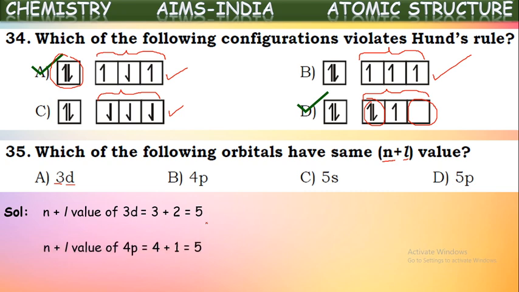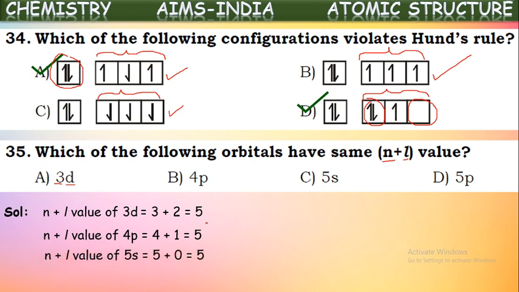What about 4p? The n plus L value of 4p is 4 plus 1, 5. And for 5s, 5 plus 0, 5. And for 5p, it is 6. So which have the same n plus L value here? 3D, 4p, 5s. These three have the same n plus L value 5. So this will be the answer, except 5p.